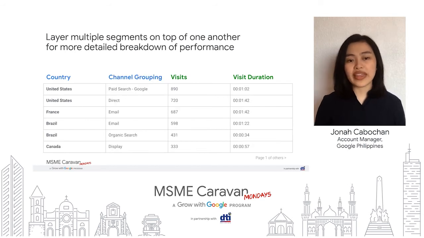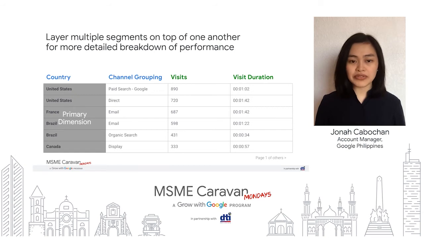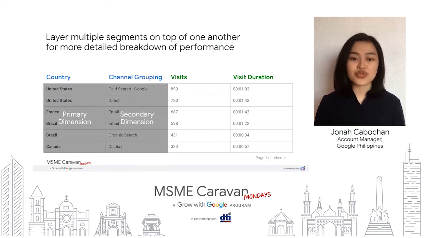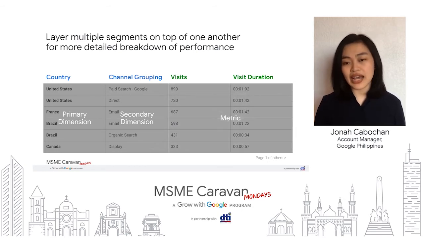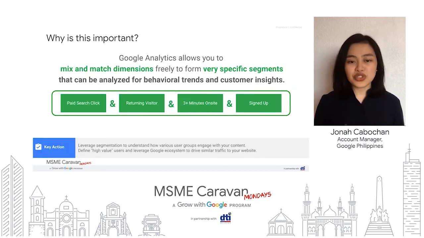And what's interesting with dimensions is that you can actually layer them on top of each other. So if you wanted to learn more about the country that they're coming from, but also the channel or the traffic source where they came from, then you can layer those two dimensions on top of each other and see the breakdown of each one. So it's really a powerful tool that allows you to get into the nitty-gritty details when it comes to your website data. And that's really the key importance of dimensions here, being able to mix and match them together to form very specific audience segments that you want to focus on and that you kind of want to understand a bit better.